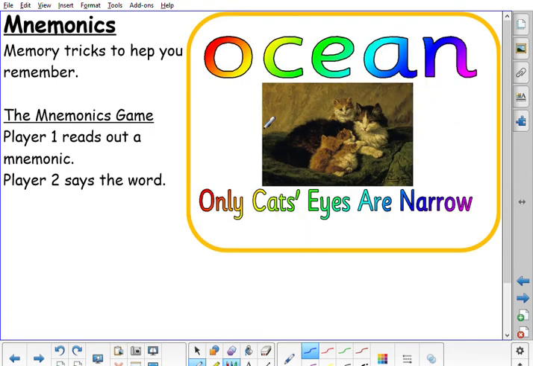Right, moving on. Now, here's a mnemonic. Now, a mnemonic is a memory trick to help you remember something. So the word ocean is quite tricky. Only cat's eyes are narrow. There's a mnemonics game you could play at home where player 1 reads out a mnemonic and player 2 says what the word is.